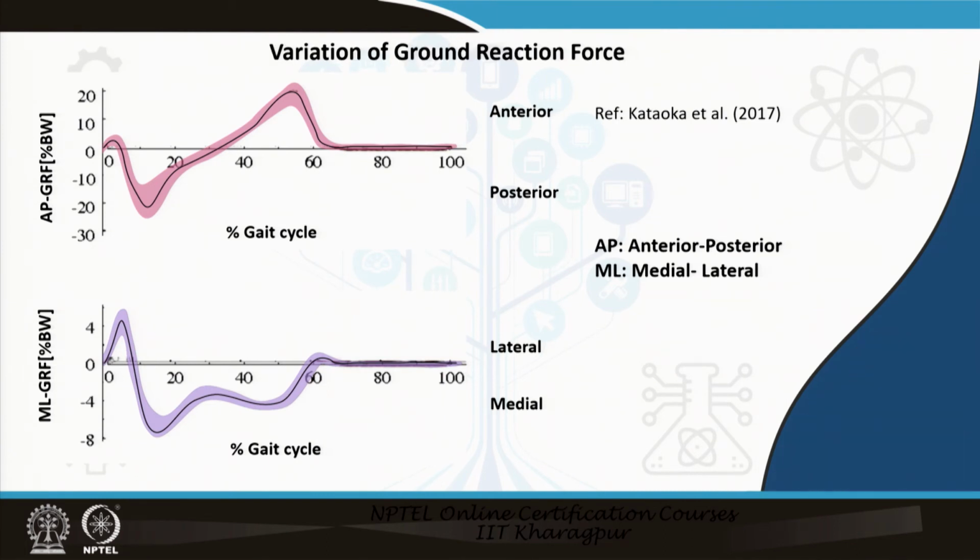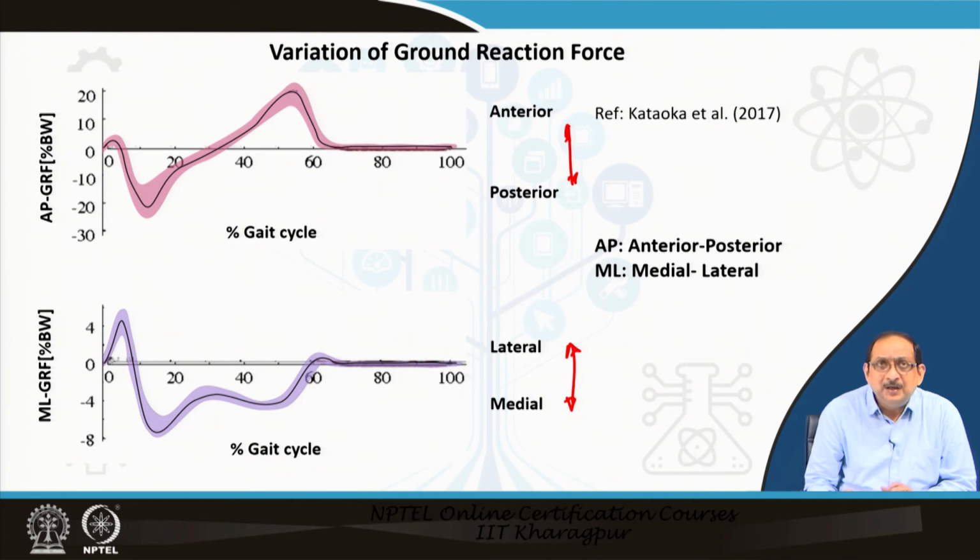The variation of the ground reaction force along the anterior posterior direction and the medial lateral direction is plotted in this slide. As you can see, the magnitude of the force is far less as compared to the predominant vertical component of the ground reaction force.